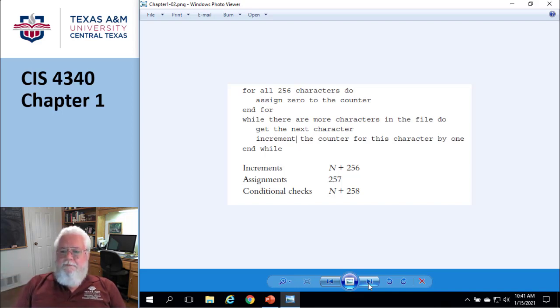Okay. Now, if you look at this, the number of increments, the number of assignments that take place, and the number of conditional checks to see if things happen. So N is the number of characters in the file. So if the file had 100 characters in it, okay, you following me? Then that would be 256 increments, right? The number of assignments stays the same, and the conditional checks would be 358, okay?